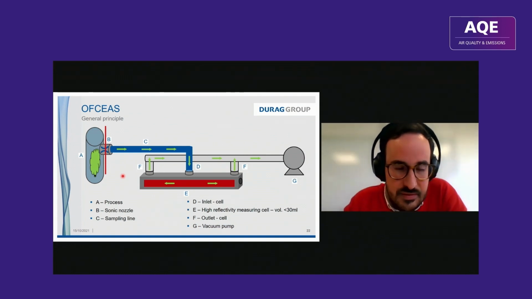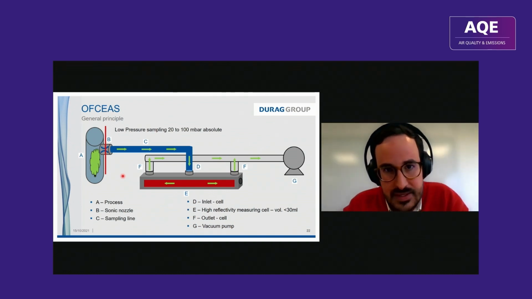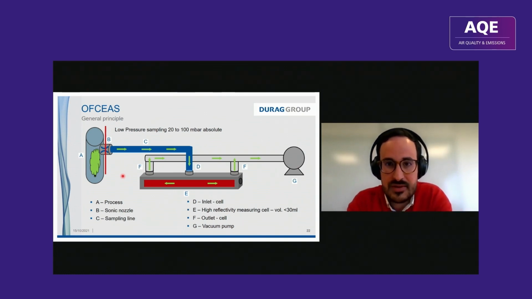From the moment the gas is going through the critical orifice, the sonic nozzle, we will work in low pressure sampling. So we will apply a pressure between 20 to 100 millibar absolute. It's really important. We are talking about absolute pressure.